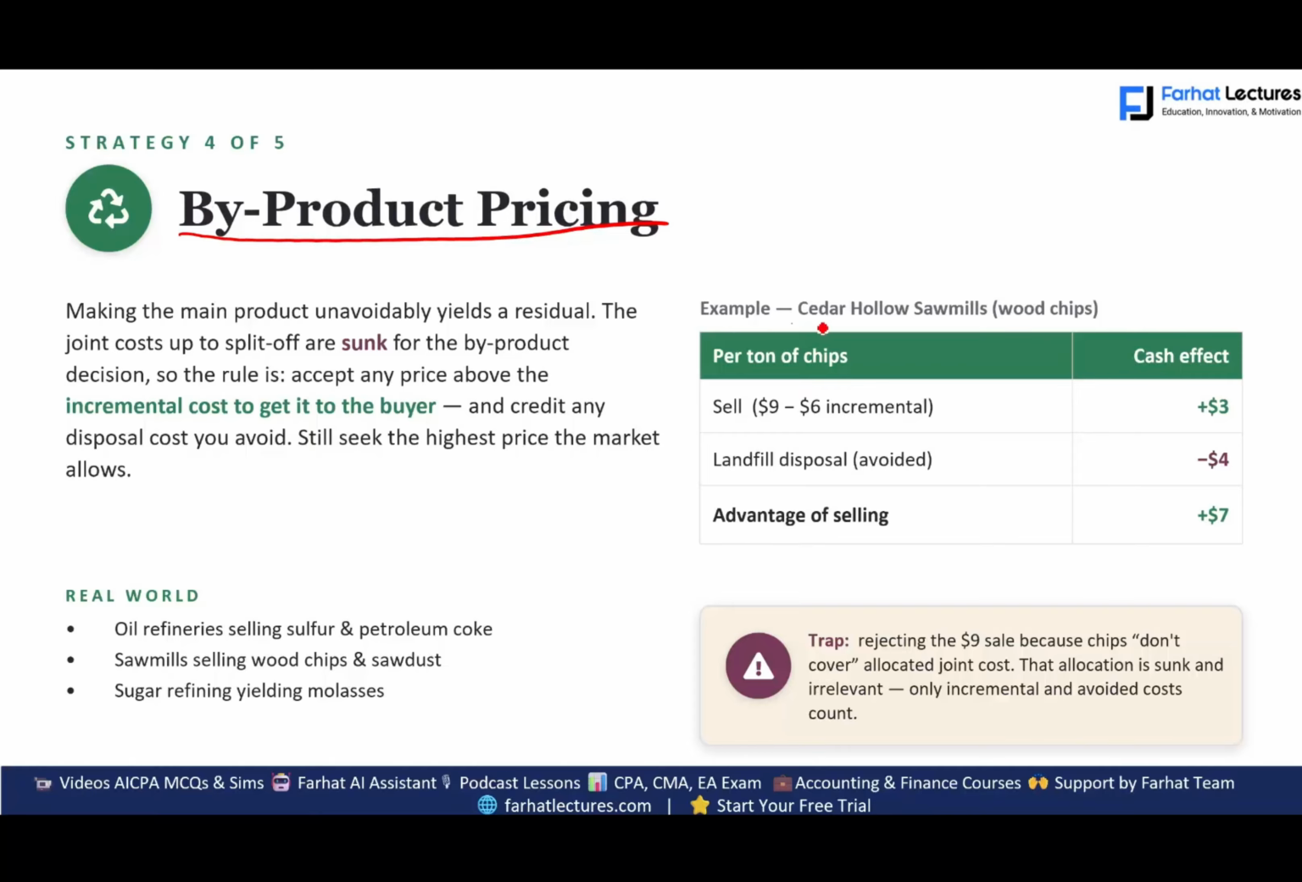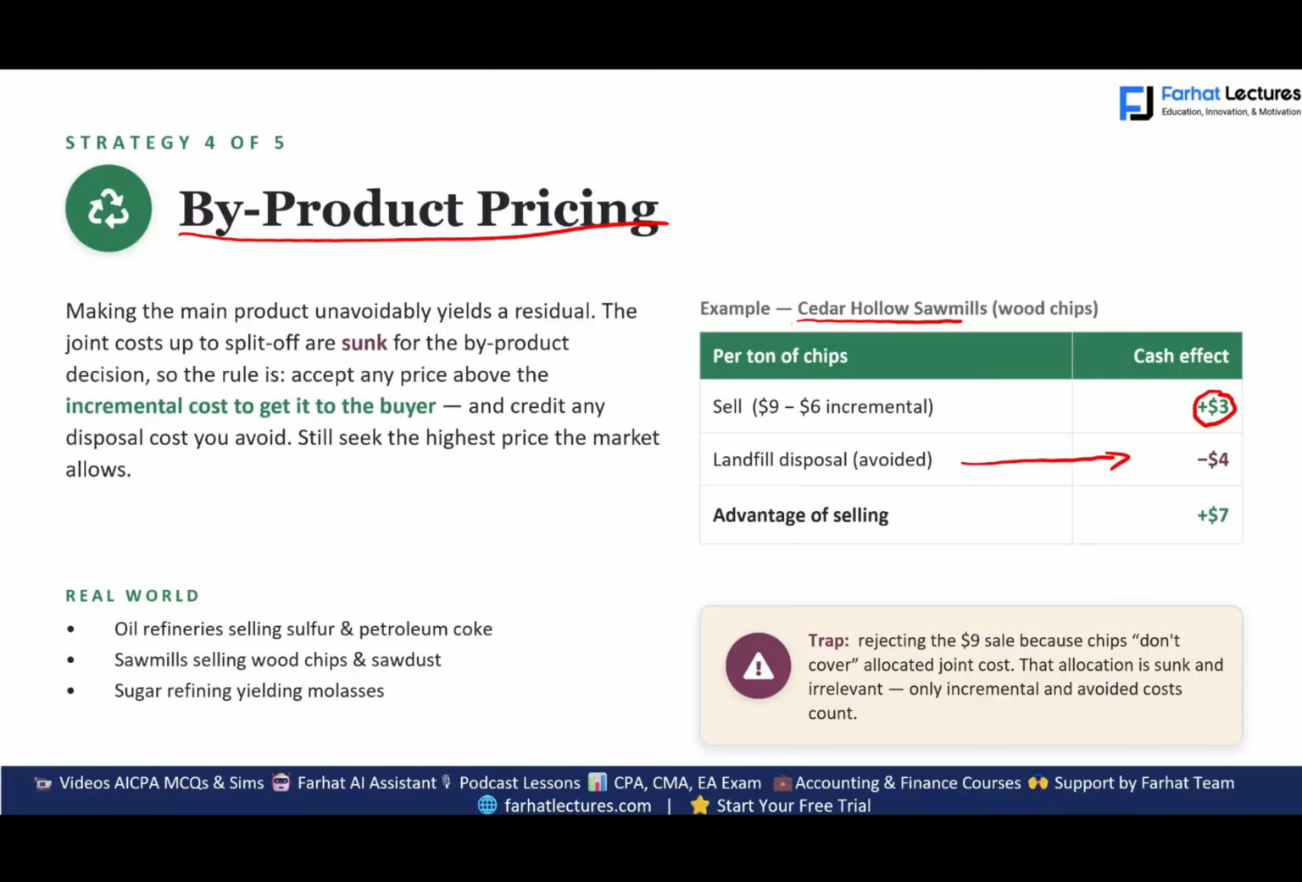Let's assume Cedar Hollow sawmill can sell leftover wood chips for $9 per ton. But the incremental cost to sweep those wood chips and transport them is $6. So if they sell them for $9, the cost to sell them is $6. What they're left with is a contribution margin, or a profit, of $3. Now keep in mind, if they do so, they will avoid the disposal cost, and there's a disposal cost of $4.